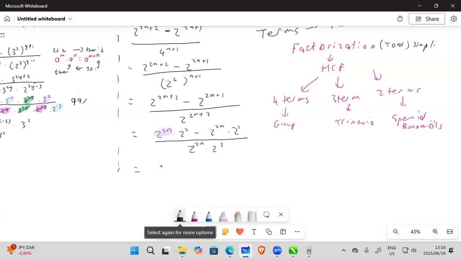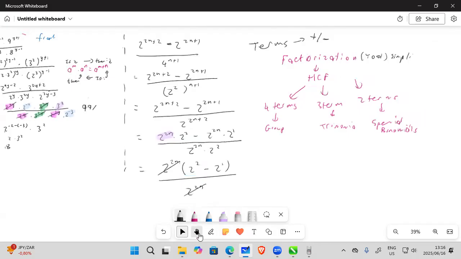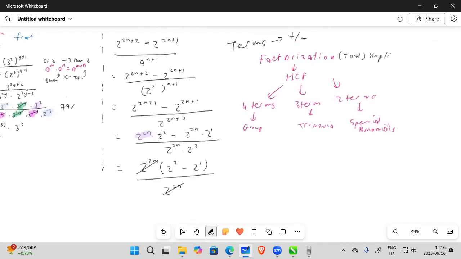We're going to do the exact same thing. So if I take it out, it'll be 2 to the power 2n into 2 squared minus 2 to the power 1, over 2 to the power 2n. 2 to the power 2n and 2 to the power 2n will cancel. Here again, if you're looking at it carefully, this is what? A fraction. If it's a fraction, then the denominator cannot be 0. And watch how brilliant this is.